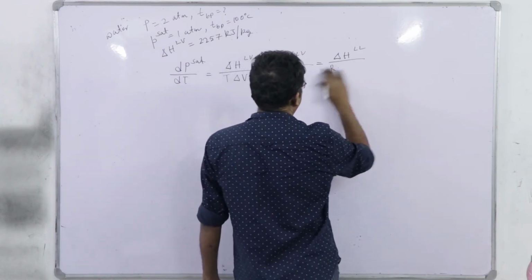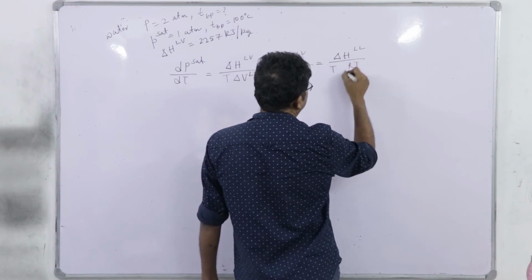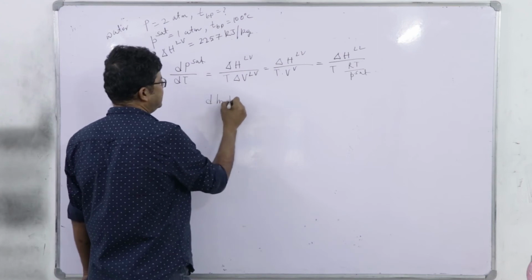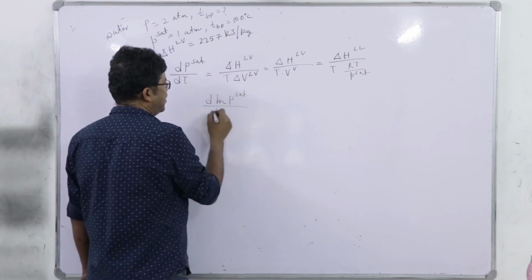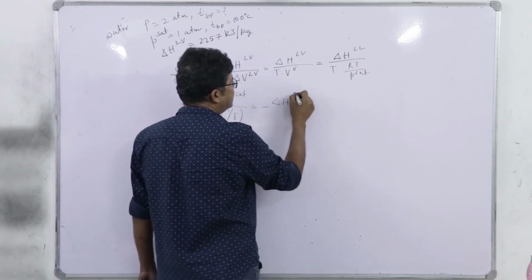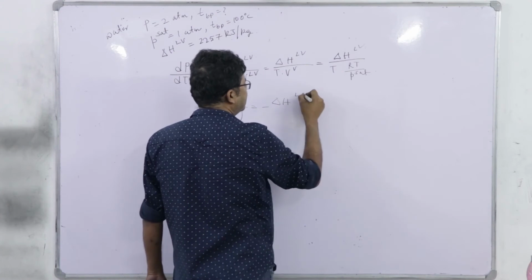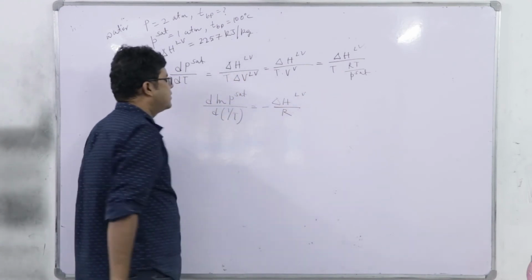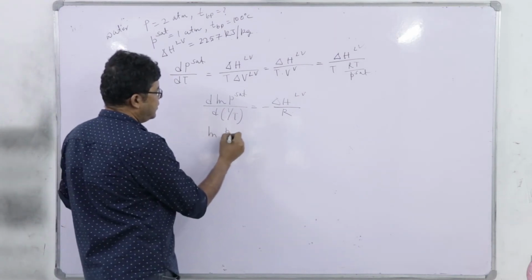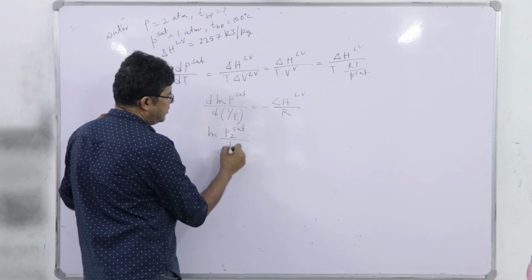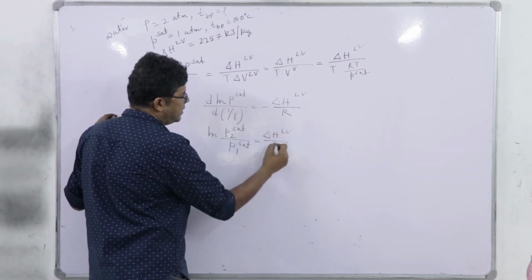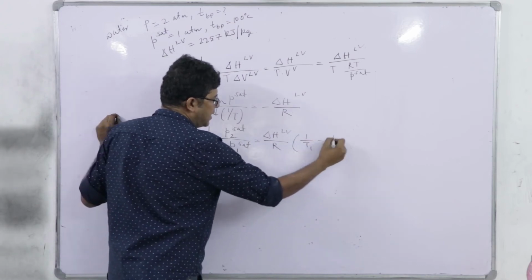So, this is d ln Psat by d of 1 by T equal to minus of delta H LV by R. Right. So, we can write ln of P2 sat by P1 sat equals delta H LV by R times 1 by T1 minus 1 by T2.